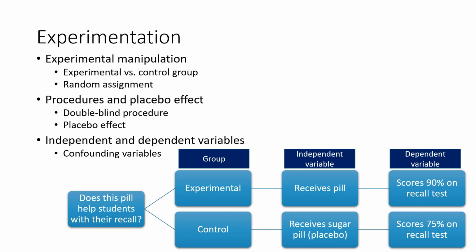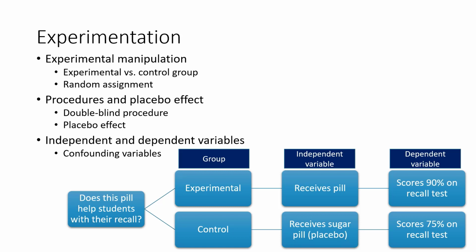while controlling for other factors. So when a researcher conducts a study, they often have an experimental group, which is the group that receives the experimental manipulation. So let's say that I want to conduct a study to determine if a new pill helps students with their recall. For my experimental group, they will take the pill 30 minutes before they view a lecture and then take a subsequent test.